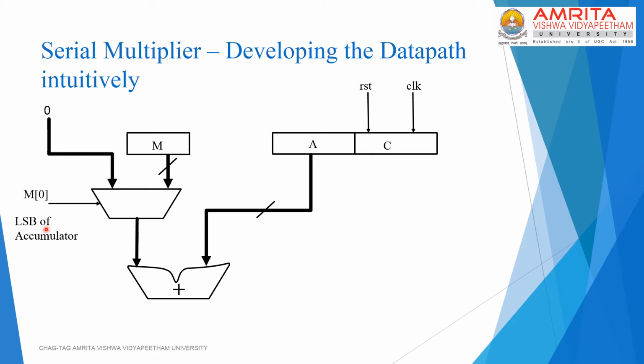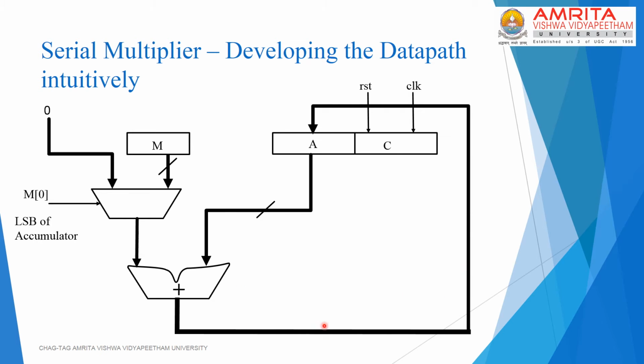So this necessitates the use of a multiplexer for routing either 0 or the multiplicand, depending on the least significant bit in the accumulator. The sum output of the adder is again routed back to the accumulator, because that forms the partial product which will be used as the operand during the next addition step.